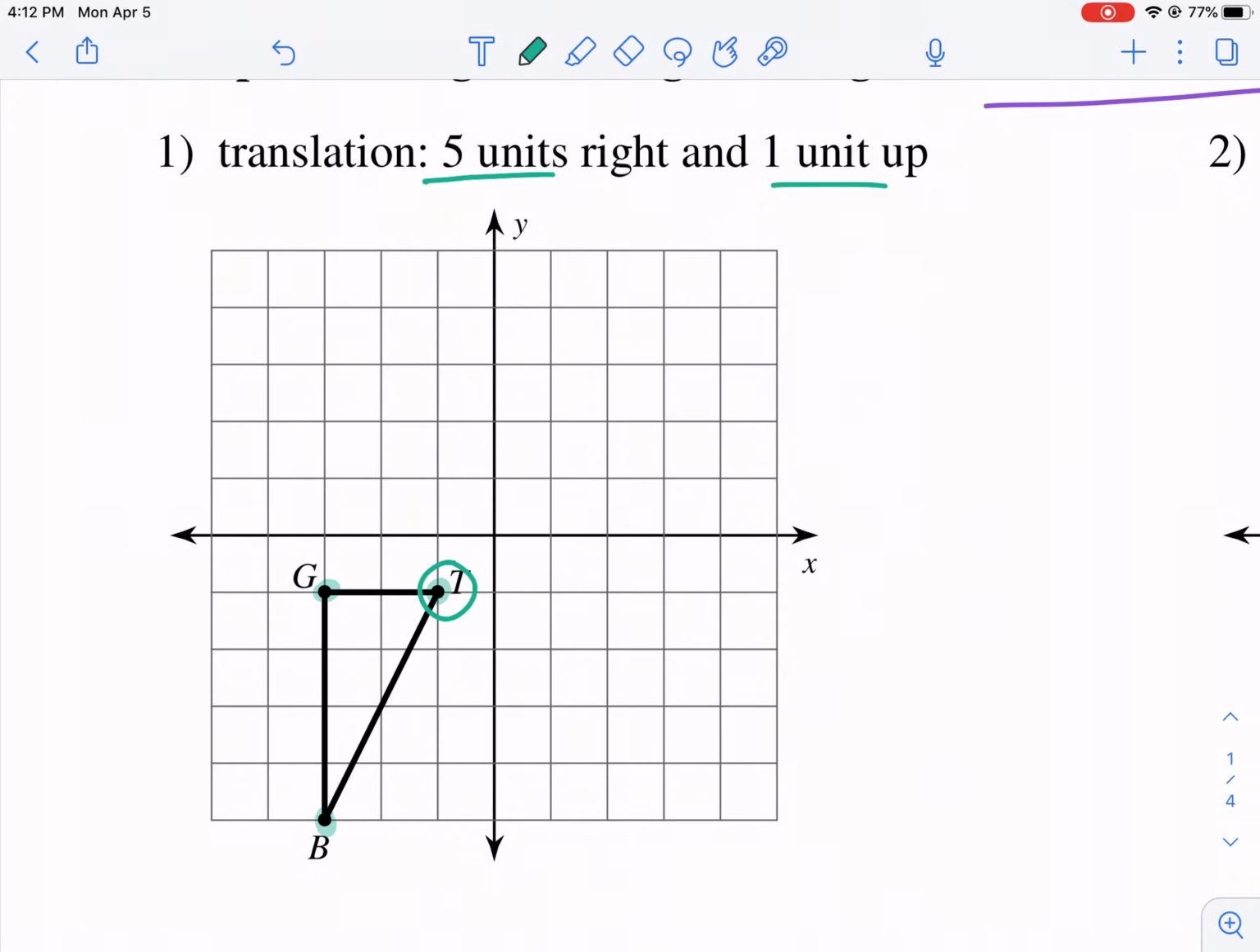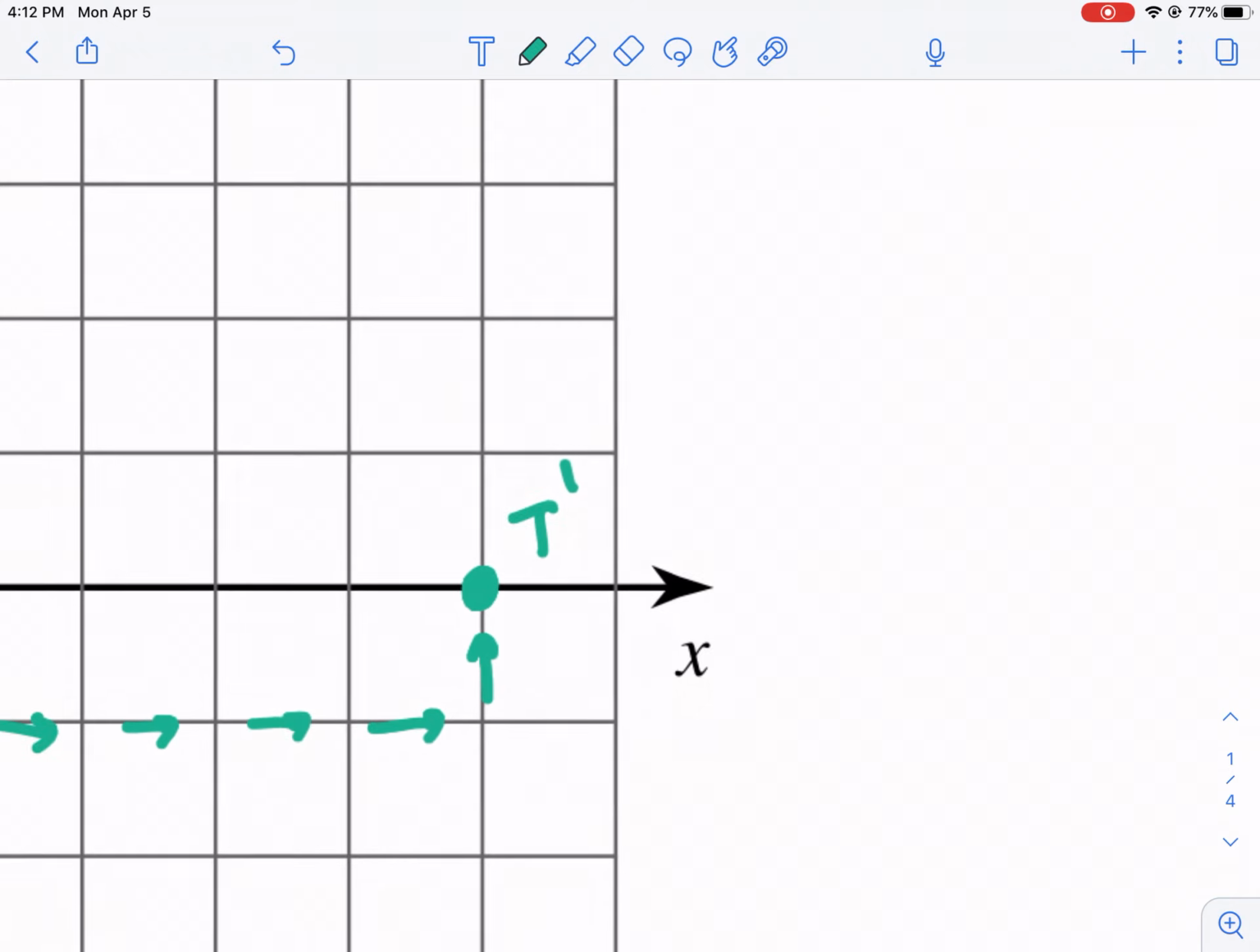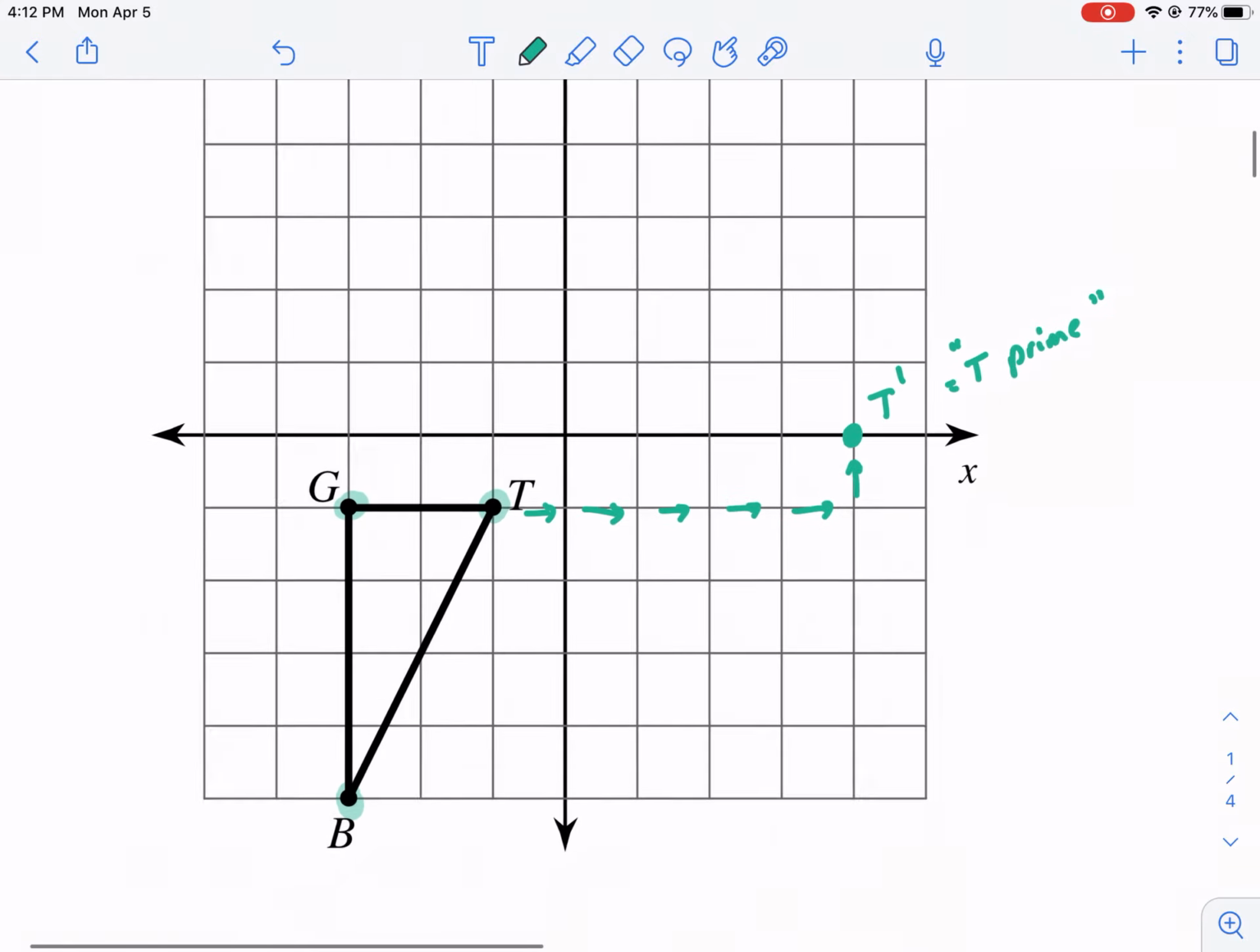So let's take T for example. We're going to move T 1, 2, 3, 4, 5 units to the right, and then we're going to go 1 unit up. So this becomes our new location for T, which we're going to call T prime. We say prime for that designation. That's how you would say it. So that's our new location.